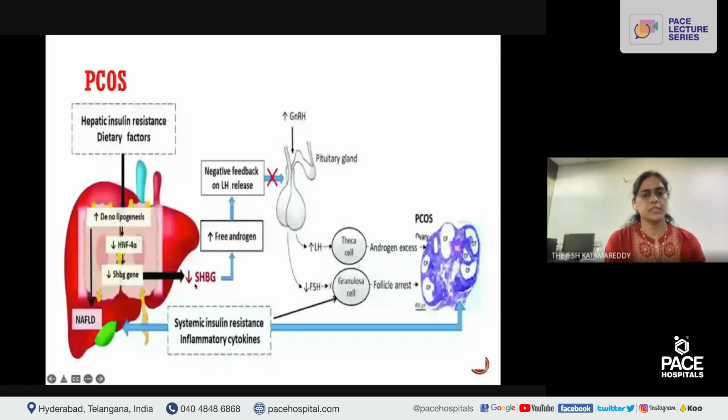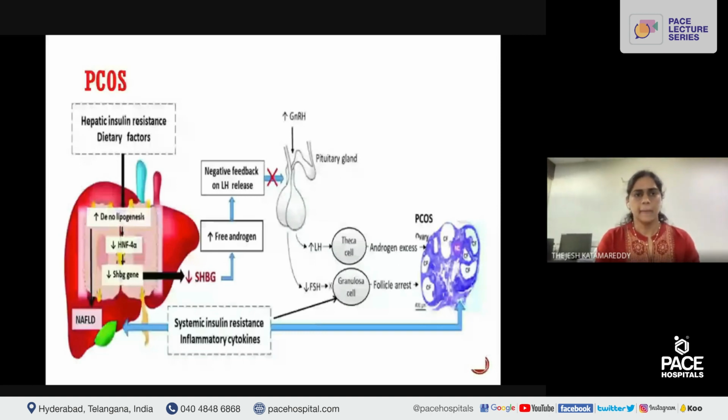This decrease in SHBG in turn causes more free androgen in the circulation, which will lead to negative feedback and increases the LH, leading to androgen excess, and decreases FSH, leading to follicular arrest. Thereby, anovulatory cycles increase. This is the pathophysiology involved in polycystic ovarian disease due to metabolic syndrome.